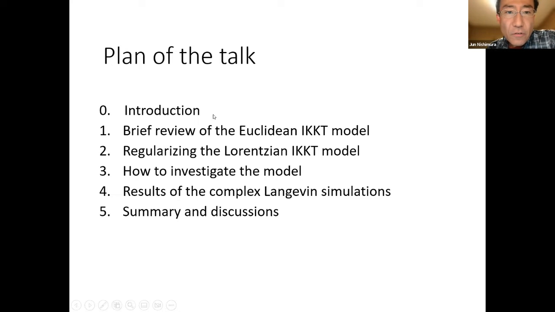So the plan of my talk is the following. First, I'm going to review some results of the Euclidean IKKT model, and then I will talk about how to regularize the Lorentzian IKKT model, and this is the new idea that I'm going to discuss today. Then I will explain how we investigate this model numerically and show you some results of the complex Langevin simulations. As you see, we have very exciting results, and I'm very happy to share them with you in this workshop. Then I'm going to summarize and discuss some future prospects.